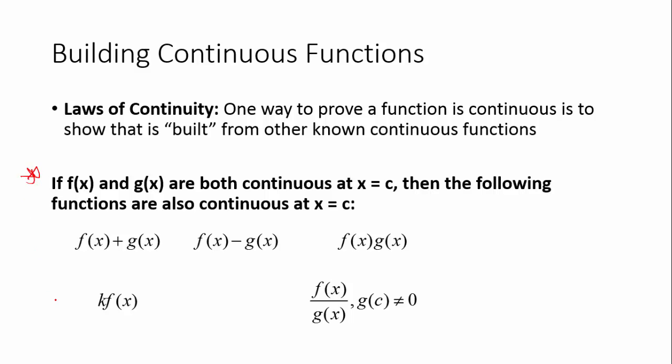This can be found at the bottom of page 83 in your Rogawski textbook. Basically what it's saying is if you have two functions, f and g, that are continuous at this point x equals c, then their sum, their difference, their product, their quotient, as long as the denominator is not 0, are also all continuous at x equals c. Moreover, if you take a scalar constant, k, and multiply it by one of these continuous functions, you'll still form a continuous function at x equals c.